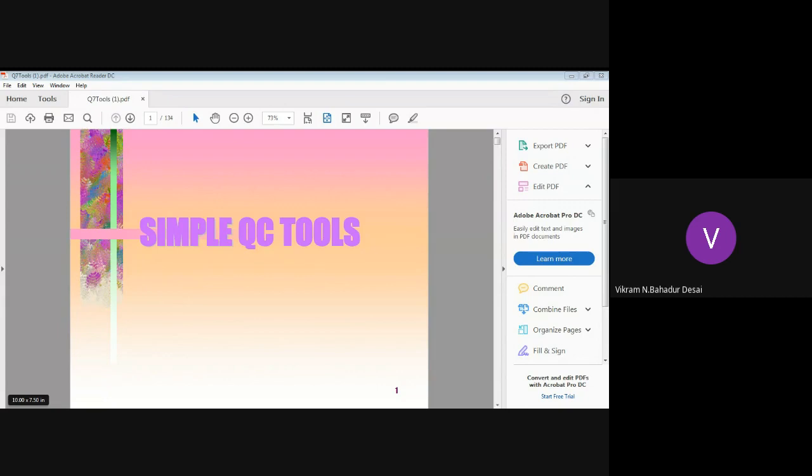Continuous improvement I also discussed. I told you it is a Japanese concept called Kaizen. Kai means change, Zen means good: changing for good. So with continuous improvement, you are not going to achieve quality at one level. There is always scope for improvement, right?